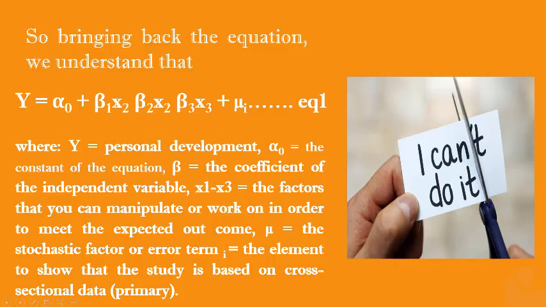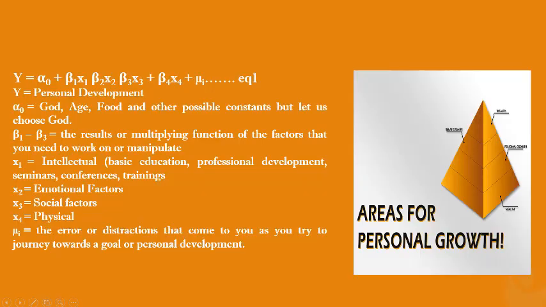Now look at the equation again. I have expanded it to make the independent variables become 4. Our expected outcome is y, which is what? Personal development. And then we have the constant in the equation. The constant means that you must have this in place. It is very important. If you don't have it in place, the regression equation is not complete.